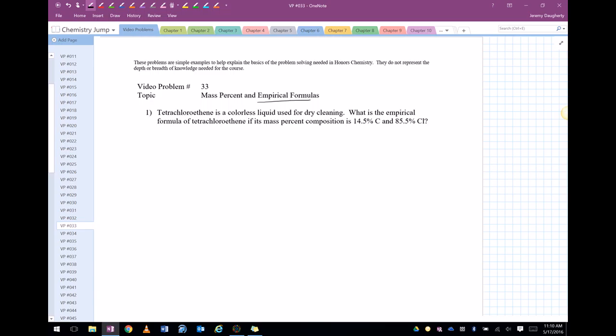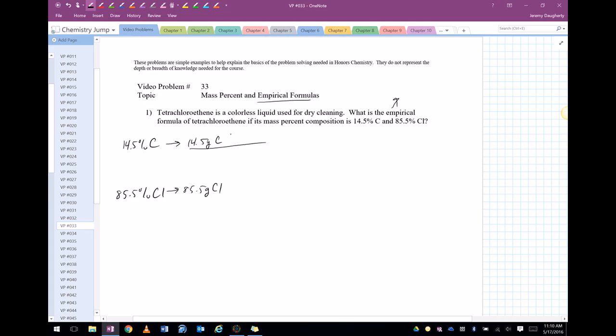Don't forget the empirical formula is the lowest whole number ratio by moles, right? So since it's by moles, we have to get these things into moles. So what we're going to do, we're going to take our 14.5% carbon and our 85.5% chlorine, and first we're going to assume that we have 100 grams. So if we do that, that means that we have 14.5 grams of carbon, and 85.5 grams of chlorine.